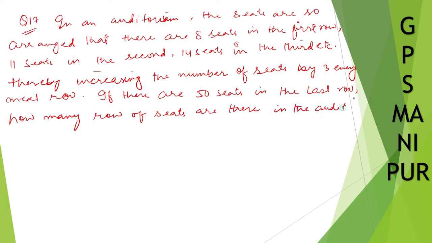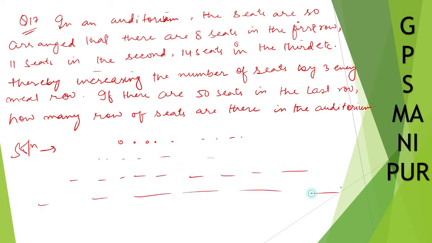Most of the students, because the question is quite long, used to get confused, but there is nothing to get confused about. This question is very simple. You just need to understand the question. There is an auditorium and the seats are arranged. There are 11 seats in the first row, the second row has 14, and the third row has 14 plus 3, which is 17, and like this. The seats are increasing by 3 every row, and the last row has 50 seats.